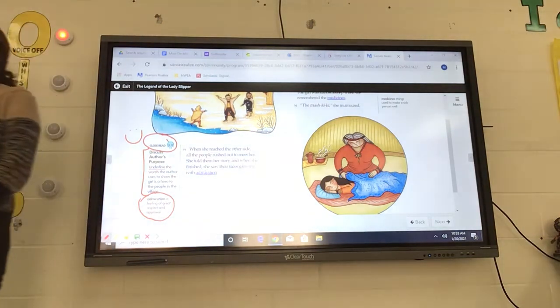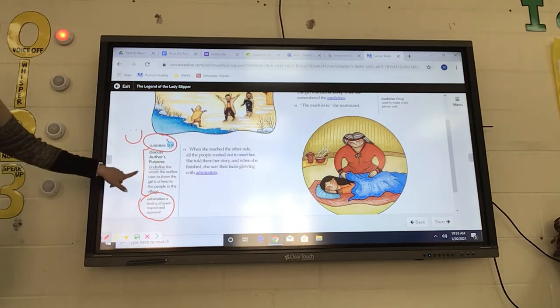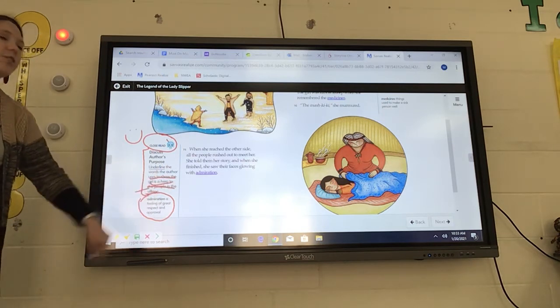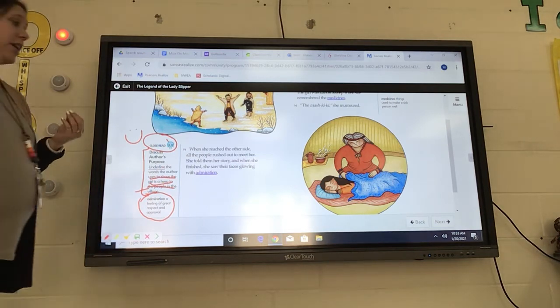So how do we know the people in her village thought she was a hero? What's that really good word they use to describe her? Yes, sir. Also, we can know what it means. Yeah, we can look in our vocabulary pouch. Absolutely. How do we know that they think she's a hero? What words does the author use to show she's a hero to the people in her village? Yes, sir. Admiration. Yeah, they looked at her with admiration, right? They're really looking up to her.